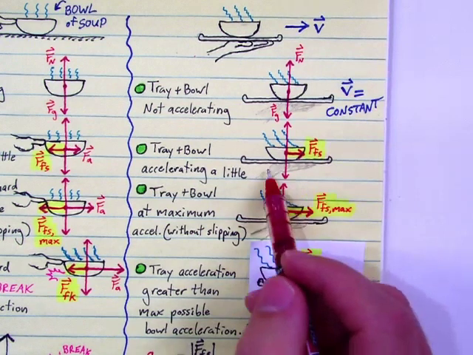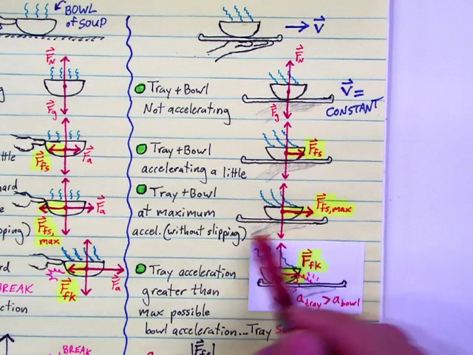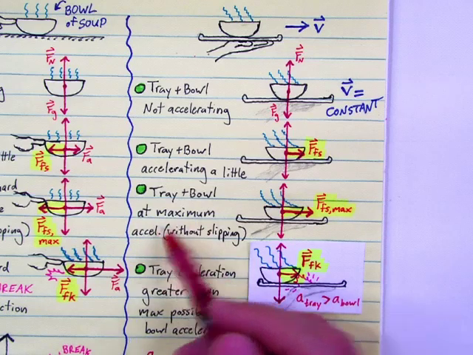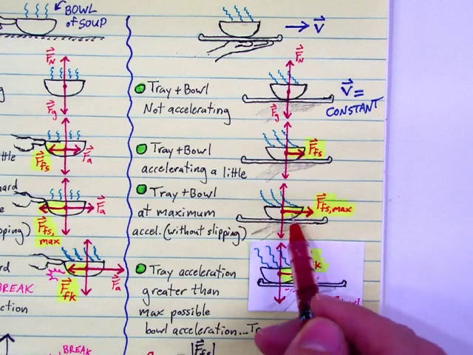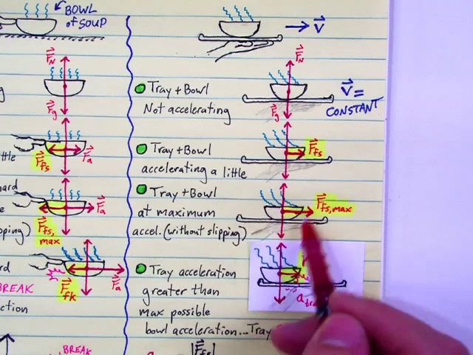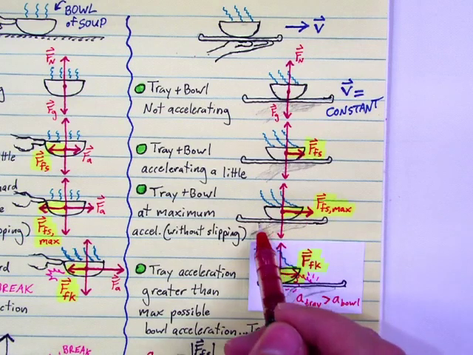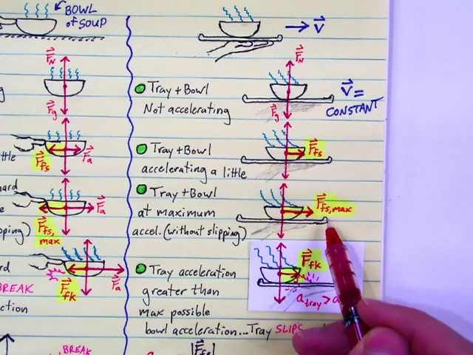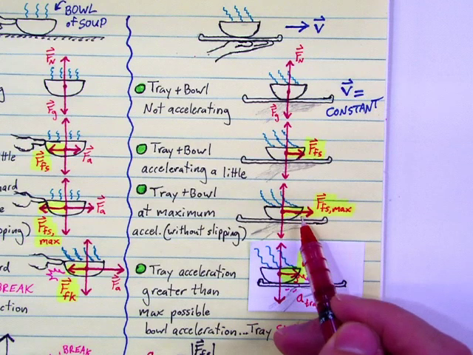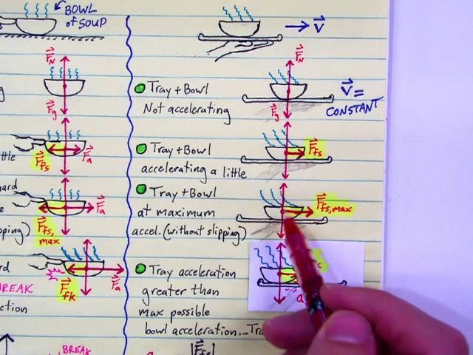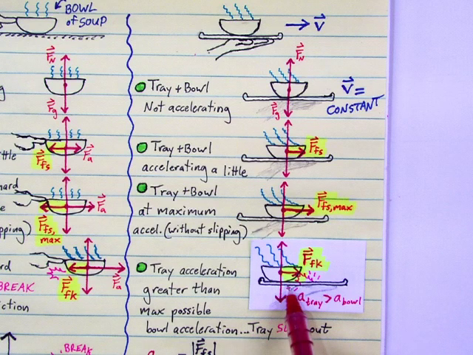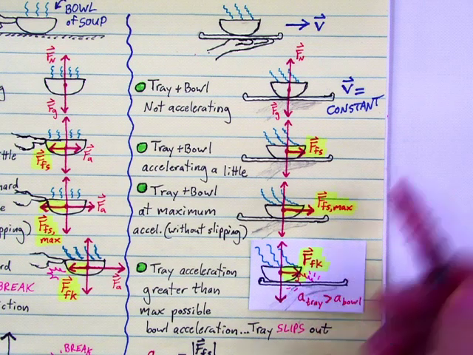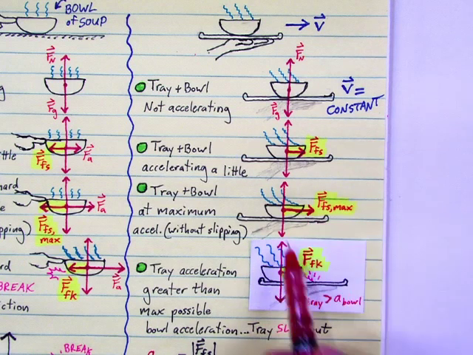We can accelerate the tray with a greater acceleration. In fact, there will be some maximum acceleration that we can give the tray, at which the static friction on the bowl from the tray is at its maximum value, giving the bowl its max acceleration. If we give the tray acceleration any bigger than this, static friction can't grow any bigger than this to increase the bowl's acceleration. So push the tray with any greater acceleration, and then the tray will start to slip out from underneath the bowl. We'll have broken static friction. Static friction can't get any bigger, so the tray starts to slip out.